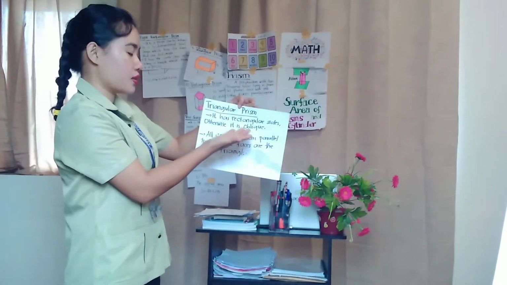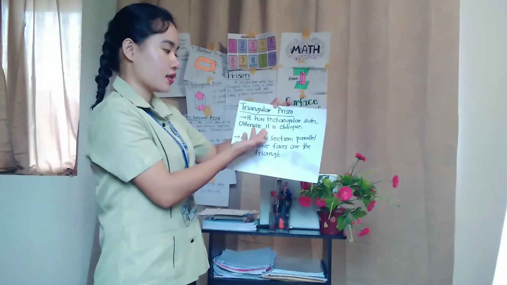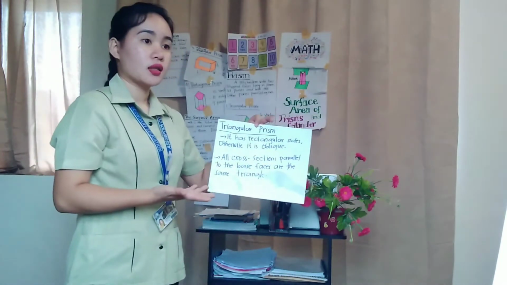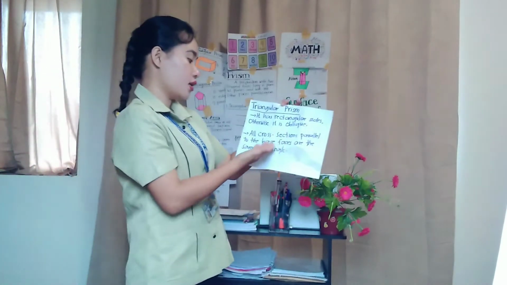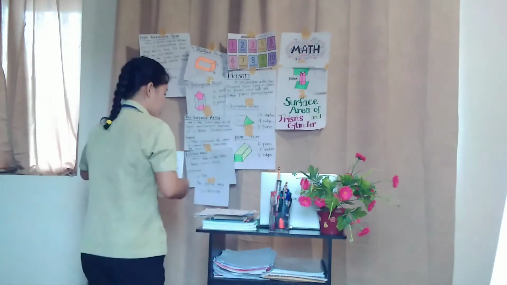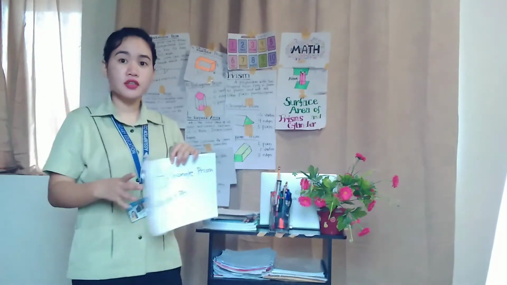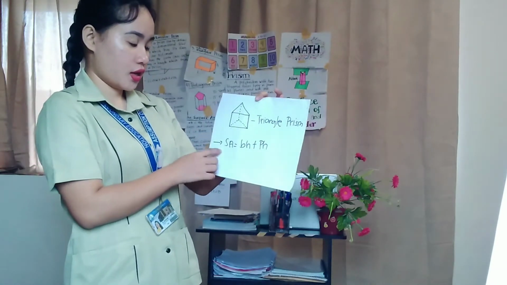So, what is a triangular prism, everybody? It has rectangular sides. Otherwise, it is oblique. All cross sections parallel to the base faces are the same triangle. This is the figure of the triangular prism. So, this is the figure, okay?